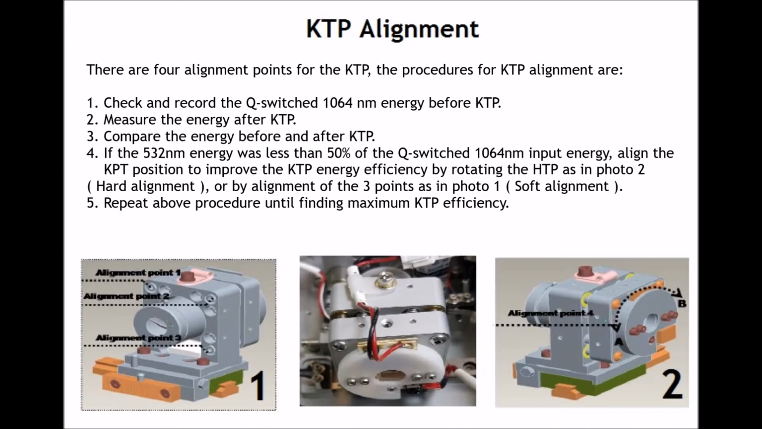4. If the 532 nanometer energy is less than 50% of the Q switched 1064 nanometer input energy, align the KTP position to improve the KTP efficiency by rotating the KTP as in photo 2, hard alignment, or by alignment of the 3 points as in photo 1, soft alignment. 5. Repeat the above procedure until finding maximum KTP efficiency.